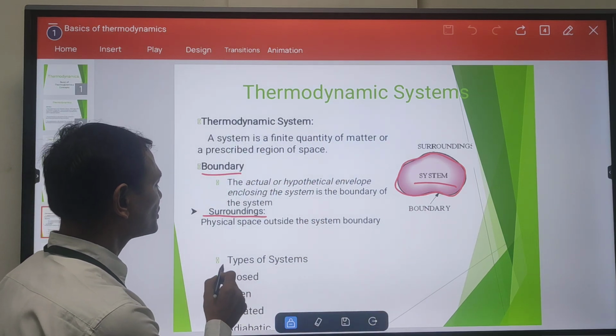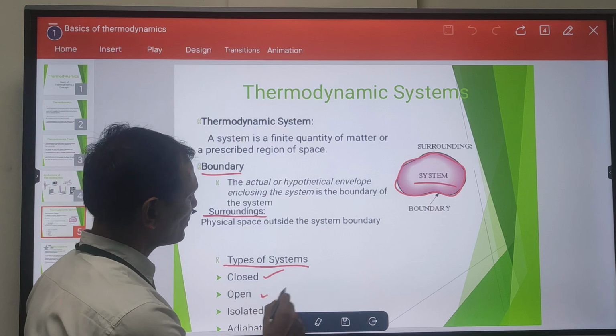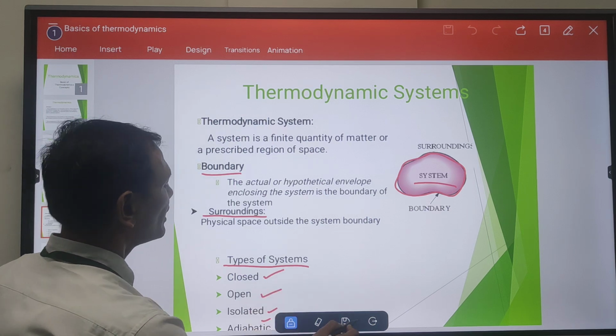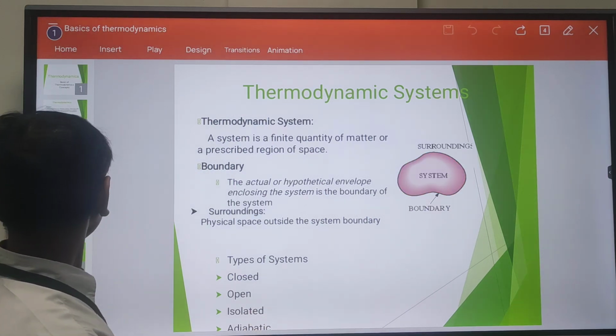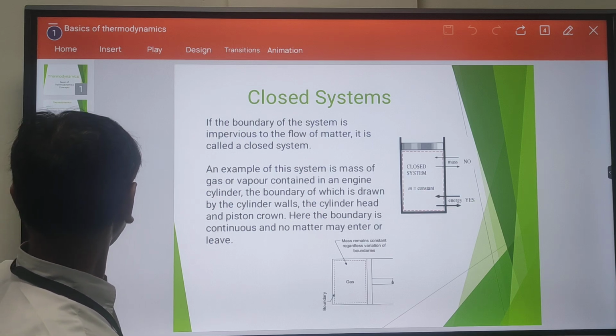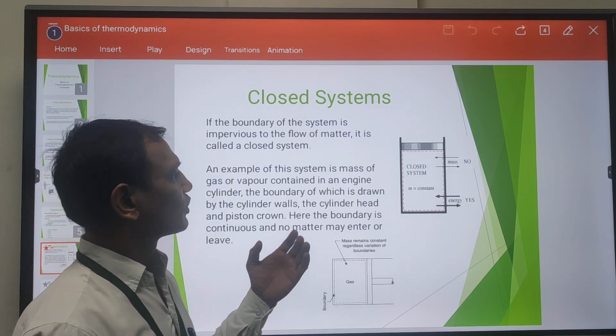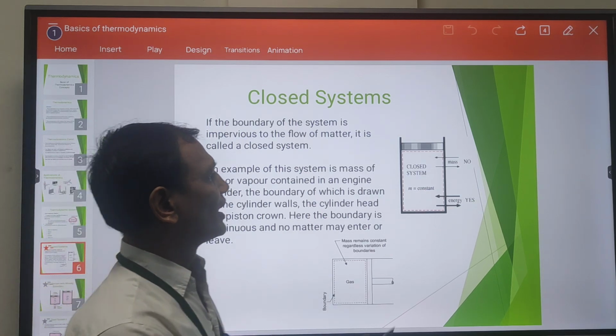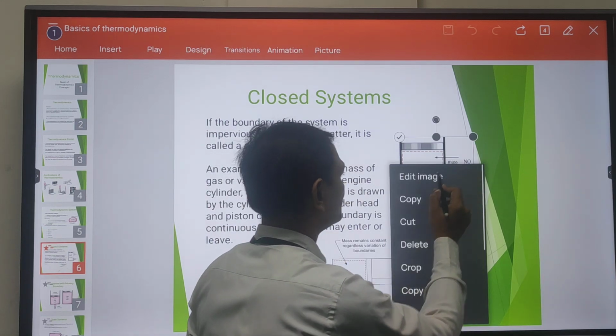Now, types of system: closed system, open system, isolated system, and adiabatic system. Now, closed system. Inside a closed system, there is no mass transfer.